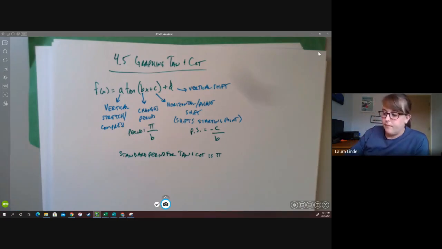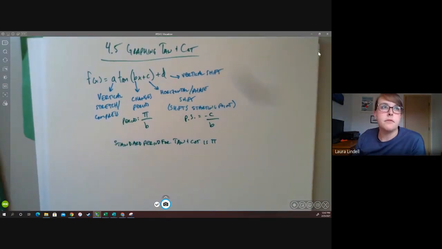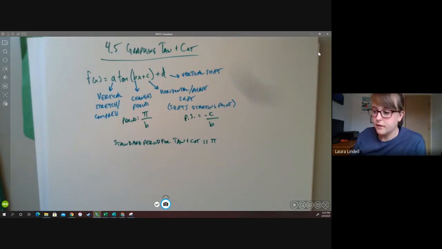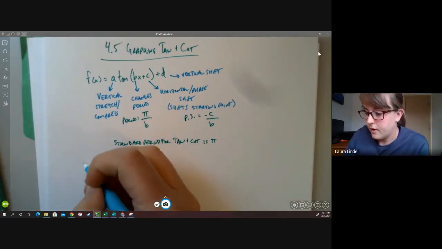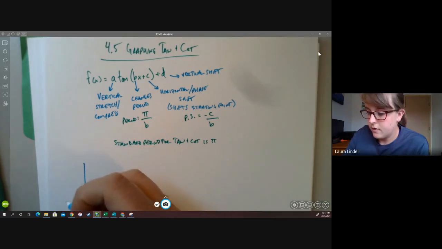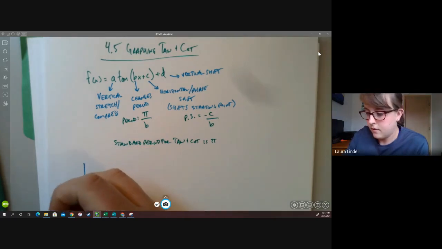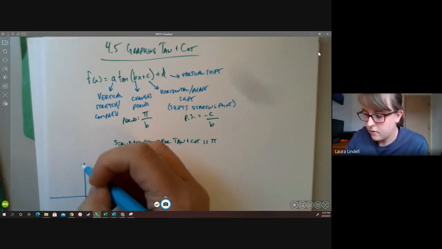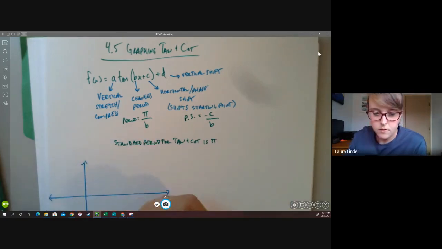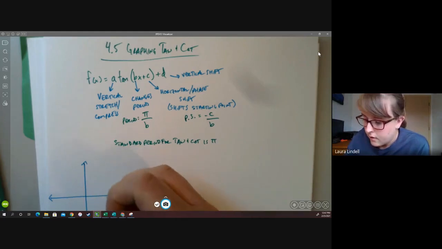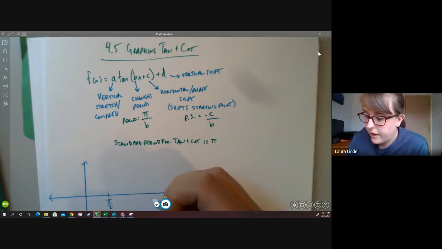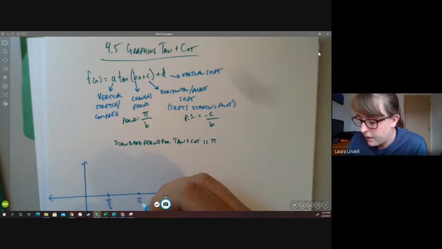Okay. So I'm going to draw a graph of what the standard tangent curve looks like, and then we're going to jump over to the graphing calculator and look at things from there and compare a bunch of tangent and cotangent functions. I'm going to scale the x-axis by every pi over 2.